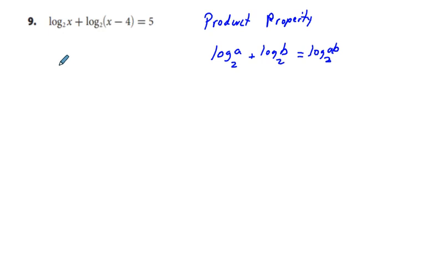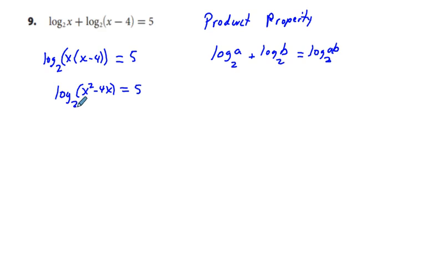So let's apply this principle here on the left side. On the left side, what we get is log base 2 of x times quantity x minus 4. And on the right side, we bring down the 5. And now distributing, we have log base 2 of x squared minus 4x, and on the right side, we have 5.